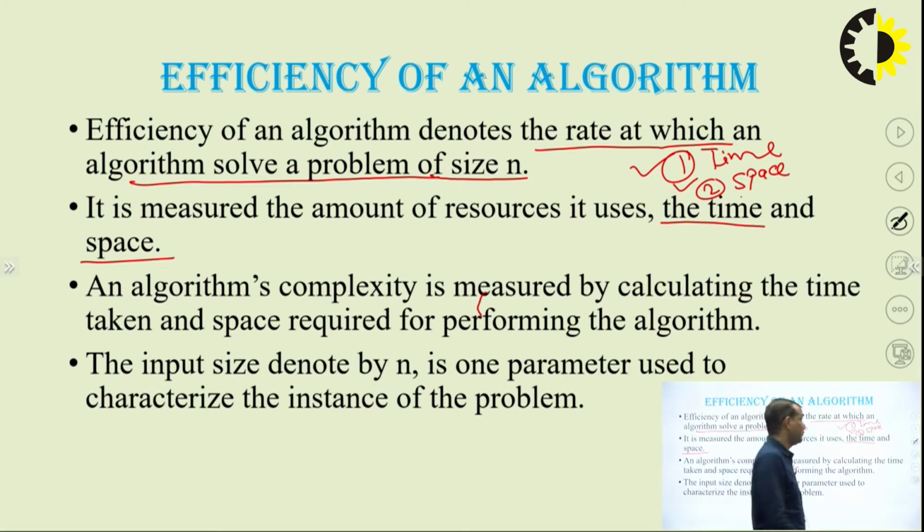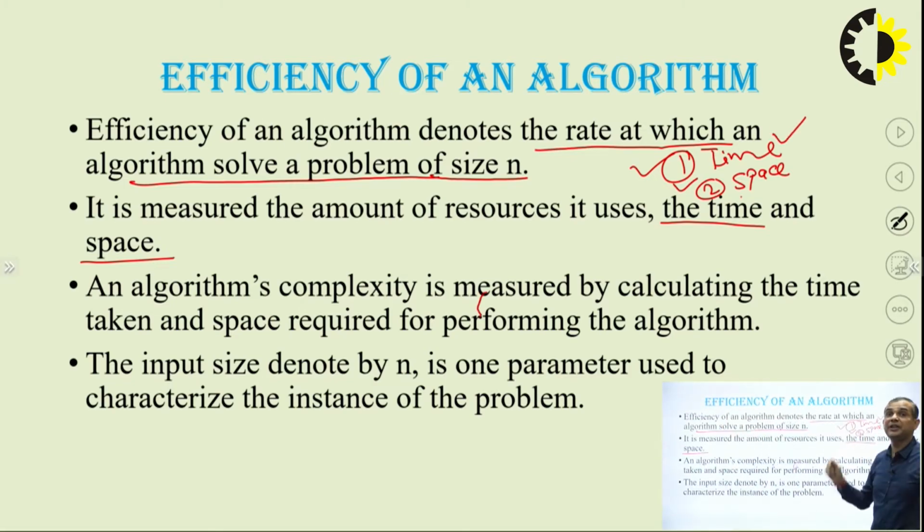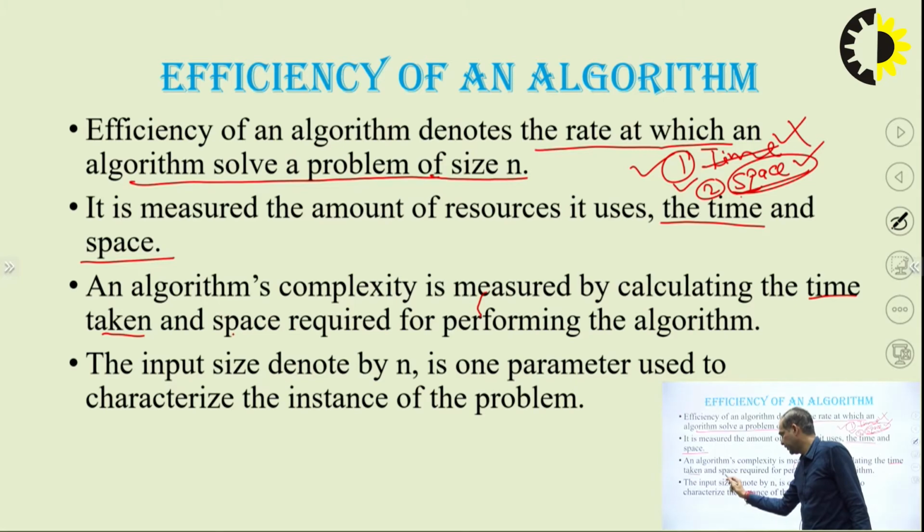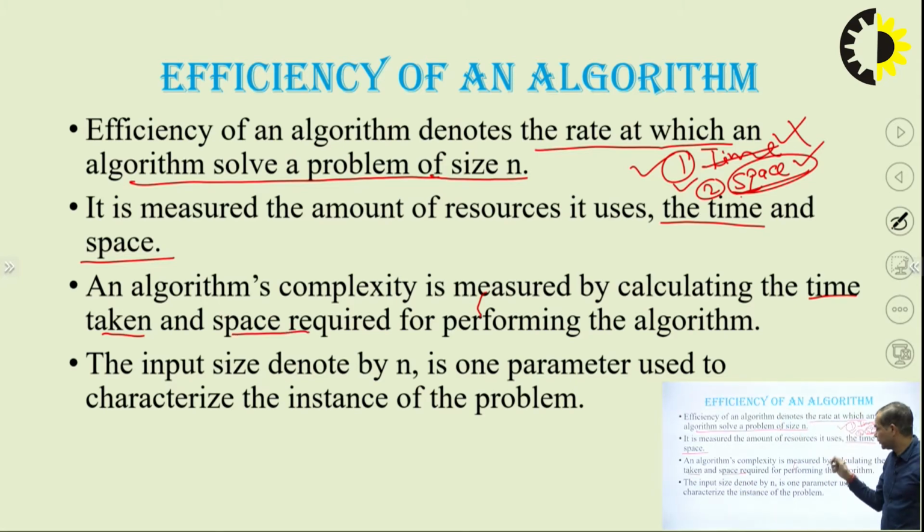It means we find out how much time an algorithm will take to execute. We don't bother how much space it will take. The same in reverse: if I have no concern about time, and we use an algorithm which takes the minimum space, then we have to consider the space factor. Okay, so the complexity of an algorithm is measured by calculating the time and the space, according to what we need. This is the time complexity and this is the space complexity.